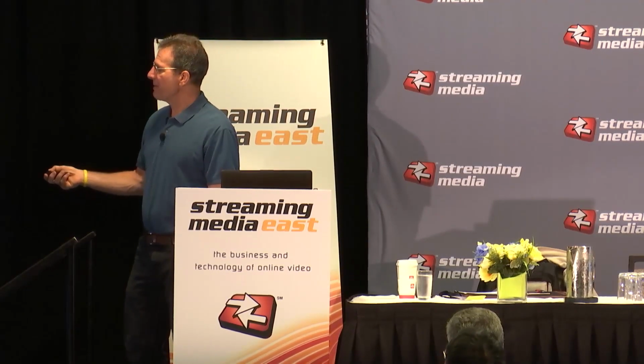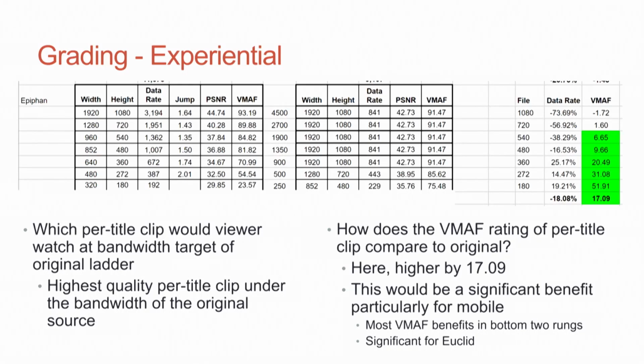And then I compared the VMAF of the original to the VMAF of the per title. And in this case, the overall VMAF experience increased by 17.09 VMAF points on average. And notice here that most of the savings and most of the benefits come at the lower rungs in the ladder. And that's going to be important in a few minutes when we talk about Euclid IQ. Everybody clear on what I did when I talk about experiential measurements? This is what I did.